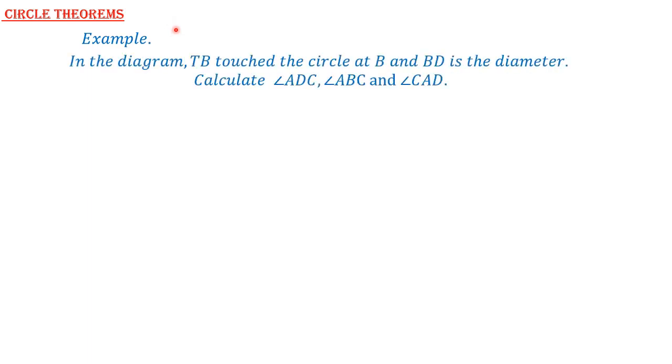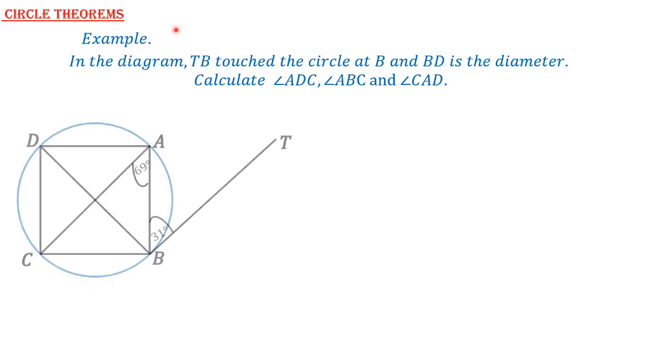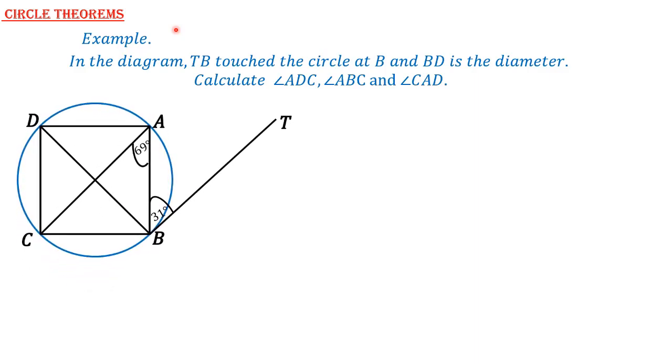Let's solve one example under this circle theorem. So we have said a lot about the theorems, so this is another example. In the diagram, TB touches the circle at B. BD is a diameter. Our BD here is a diameter. Calculate angle ADC, angle ABC, and angle CAD.